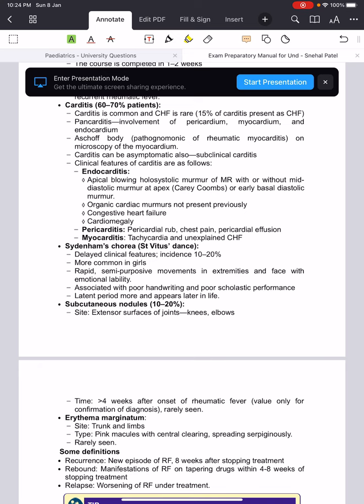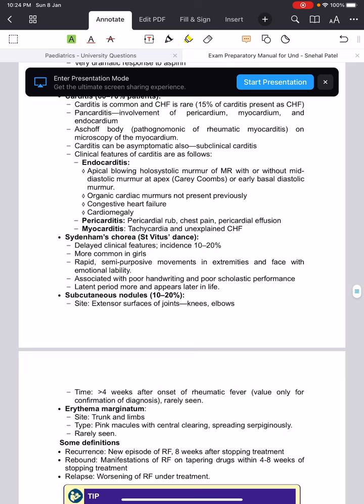So, if there is endocarditis, there is an apical blowing holosystolic murmur of MR with or without a diastolic murmur at the apex, or an early basal diastolic murmur. So, there will be a murmur. Remember the apical blowing holosystolic murmur of MR with or without a mild diastolic murmur. Organic cardiac murmurs are not present previously. Congestive heart failure, cardiomegaly. The heart will become huge, cardiac failure will be rare, and then there will be a murmur.